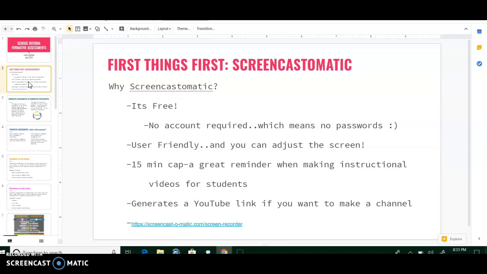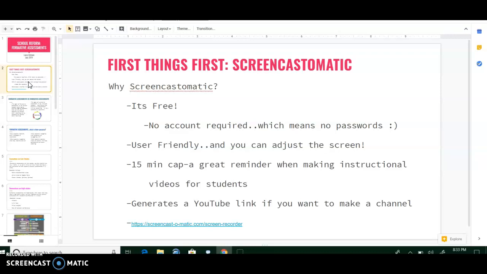So first things first, why Screencast-O-Matic? For starters, it's free. Anyone can access it, and there's no account required, which means you don't have to memorize a password, which I don't know about the rest of you, but I really appreciate that in this day and age. It's pretty user friendly. It doesn't take long to figure out.